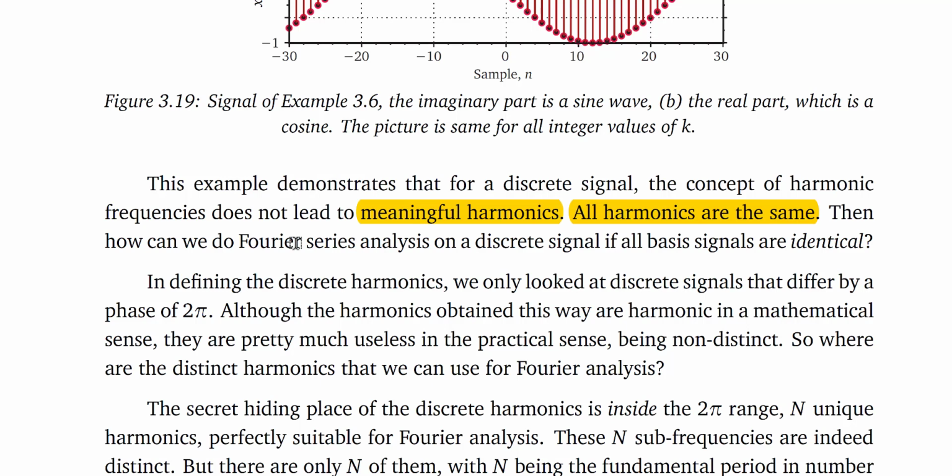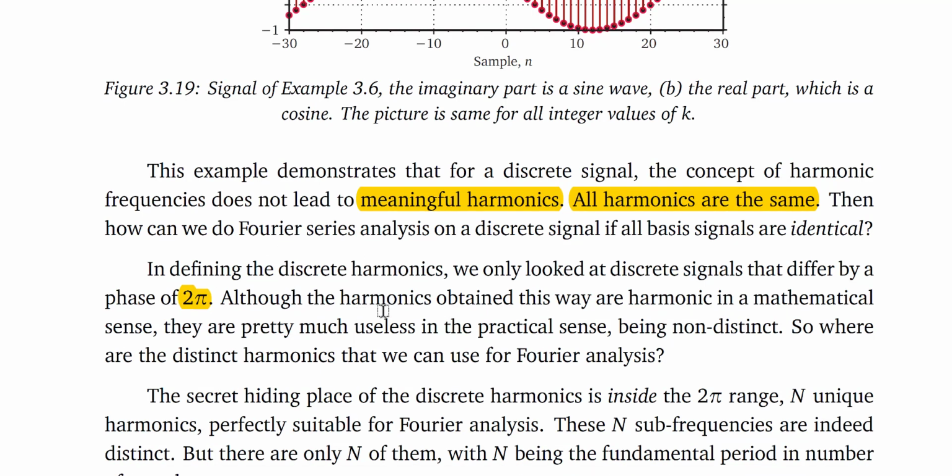Then, how can we do Fourier analysis on this signal if it has no distinct harmonics, if all basis signals are identical? So the trick is that in defining the discrete harmonics, we only looked at discrete signals that differ by a phase of 2 pi. Remember I said we kept incrementing it by 2 pi. So although the harmonics obtained this way are harmonic in a mathematical sense, in fact they're identical, they're pretty much useless in a practical sense because they're not distinct.